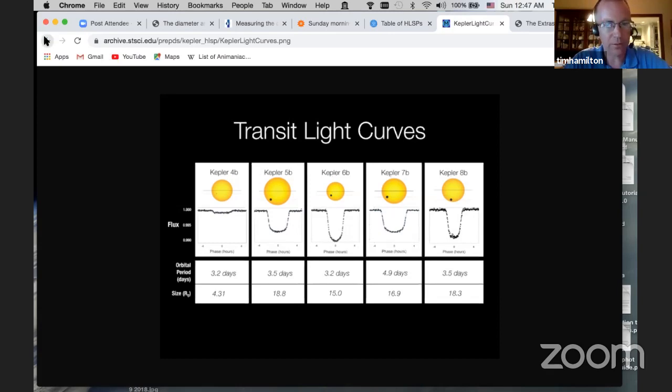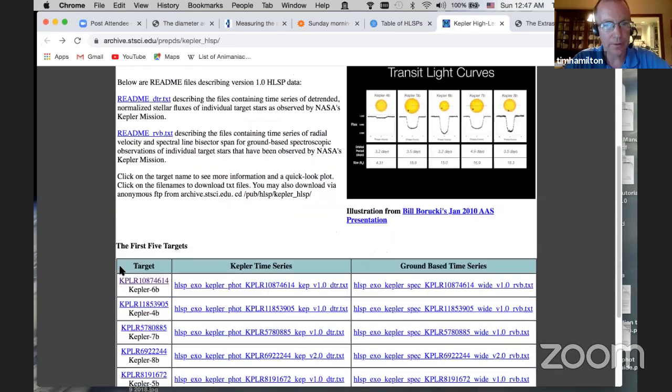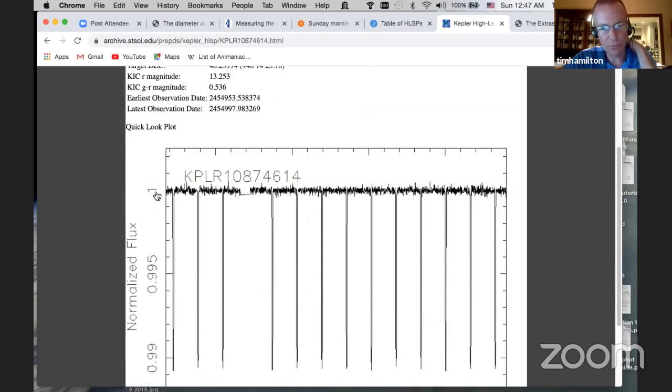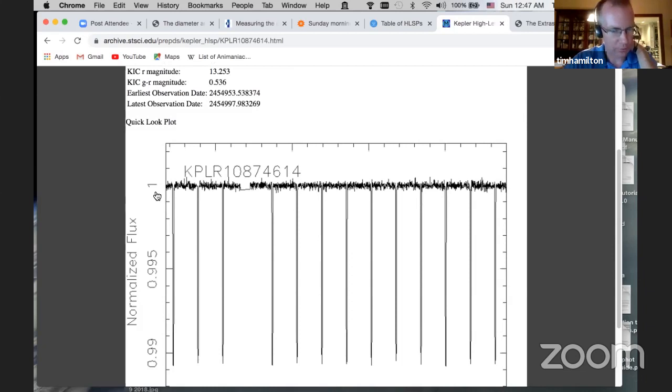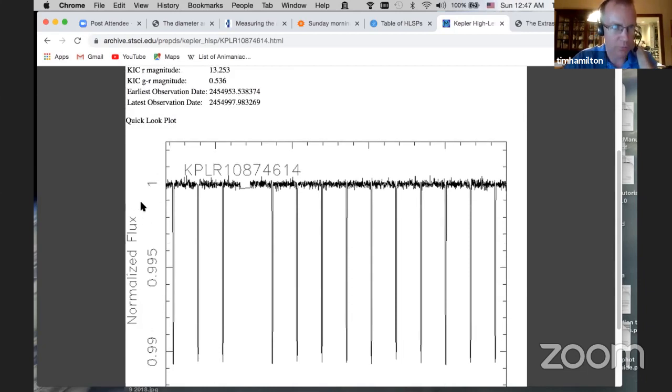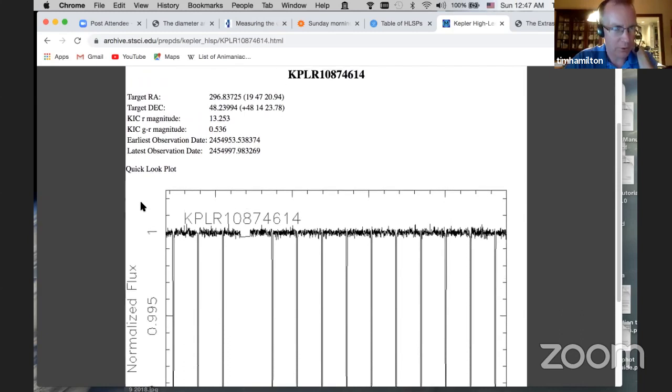We'll go back. Now we have 3 things in here, actually a little bit more. First, if you were to click on the target, let's go down to Kepler. Oh, Kepler 6b is the first one listed. Okay, right there. If we click on the target, we come to what the data look like as a quick look. This gives you an idea of what you're going to be dealing with. So they plotted it out automatically.